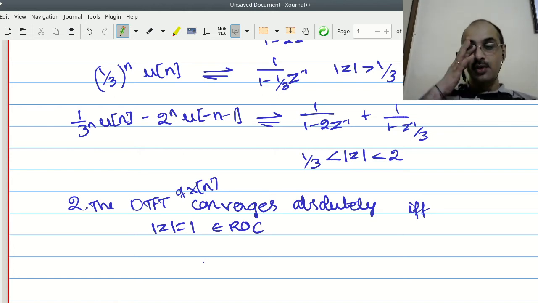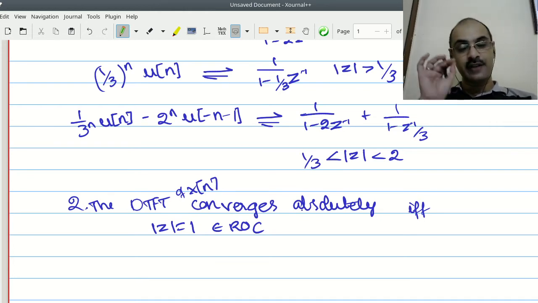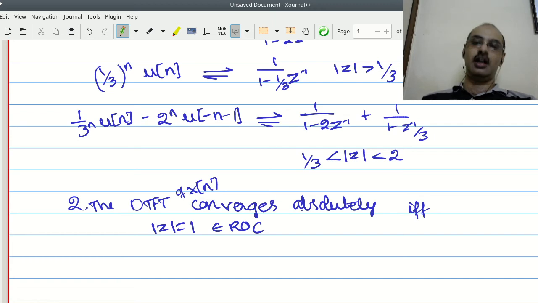Only then can you substitute z equal to e power j omega, because e power j omega is essentially all the points on the unit circle. So if mod z equal to 1 is present in the ROC, the DTFT converges absolutely, meaning for every value of omega, the DTFT takes on a valid finite value. Notice that this will not include those DTFTs for which you need impulses to define them.